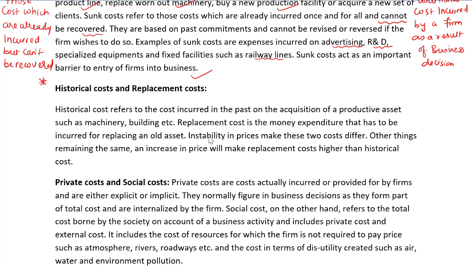So historical cost refers to cost incurred in the past on the acquisition of any productive asset such as machinery, building, etc. Replacement cost is the money expenditure that has to be incurred in replacing an old asset. Instability in prices makes these two costs differ. Other things remaining the same, an increase in the price will make replacement cost higher than historical cost.